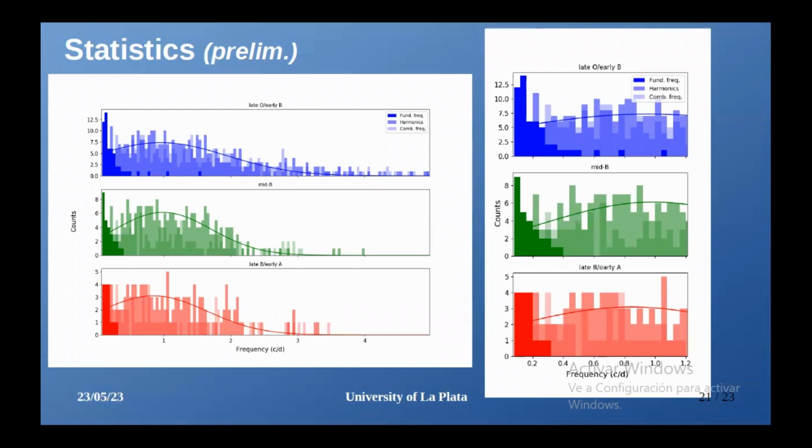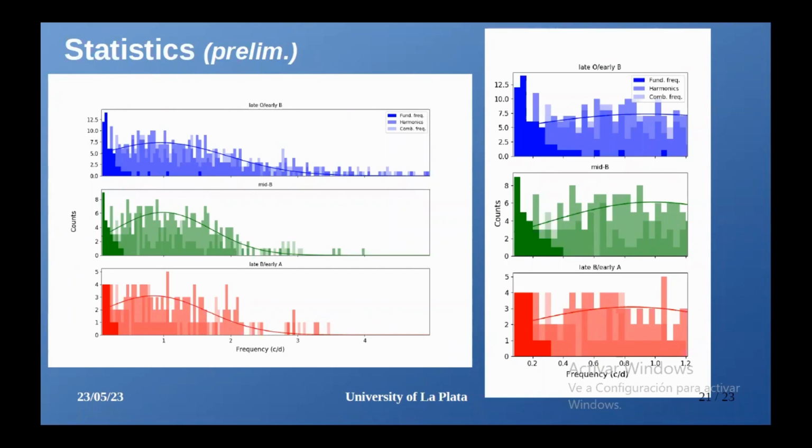However, a nice tool we're thinking about now is to model the distribution of the harmonics, which essentially mirror the fundamental frequencies. And we found that the center of the harmonics is pretty much similar. There is some shift in the late types, but this is very preliminary because the numbers are very small. We need to increase our sampling.